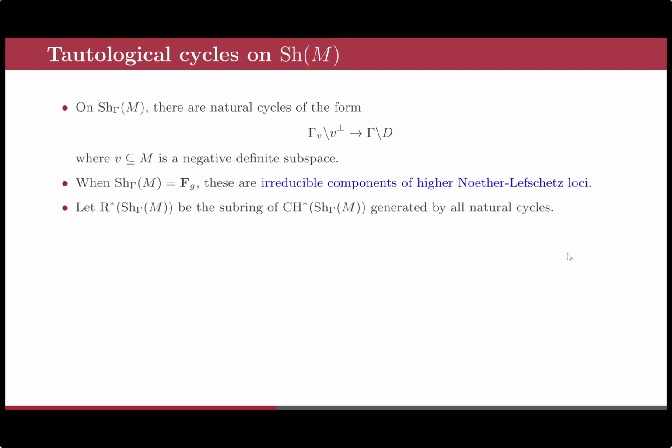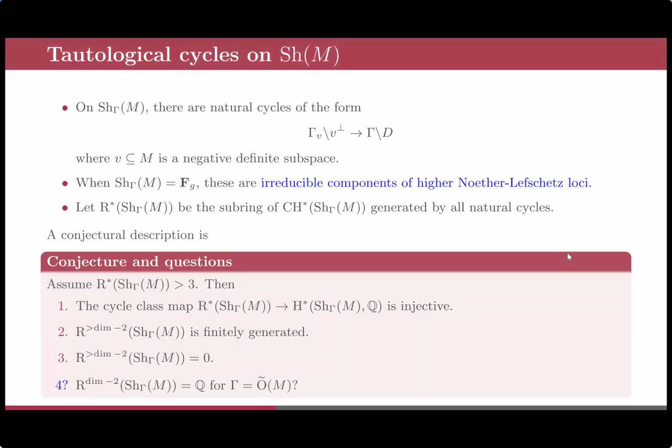Then people can ask, what are the properties of these tautological cycles or this tautological ring? For example, what are the generators of this subring, and what is the structure of this subring? And here is a conjectural description. I should say this is just a conjecture; it's not written down, but people believe some of these conjectures. Here I list the four problems. Assume the dimension of the Shimura variety is larger than 3. Sorry, here's a typo. This is not the tautological ring; the assumption is that the dimension of this variety is larger than 3. This is definitely a typo.